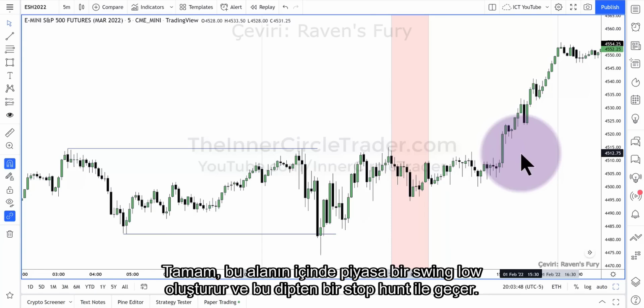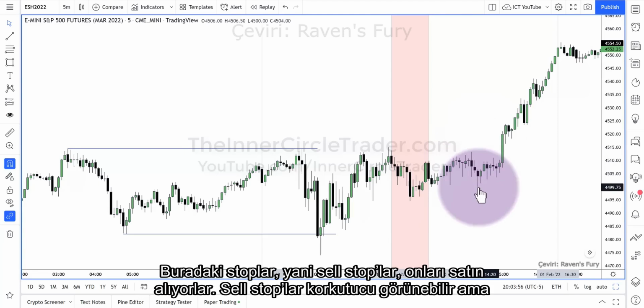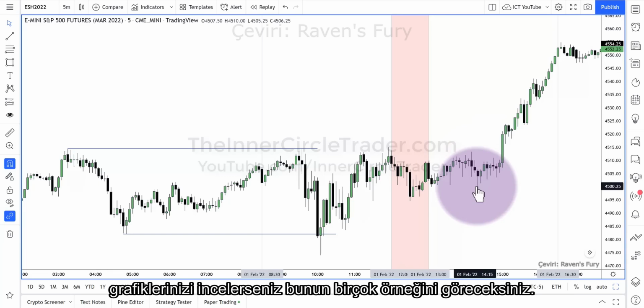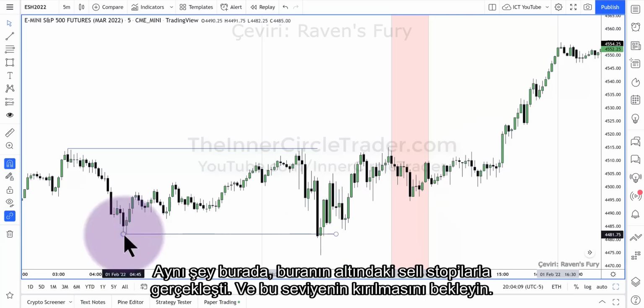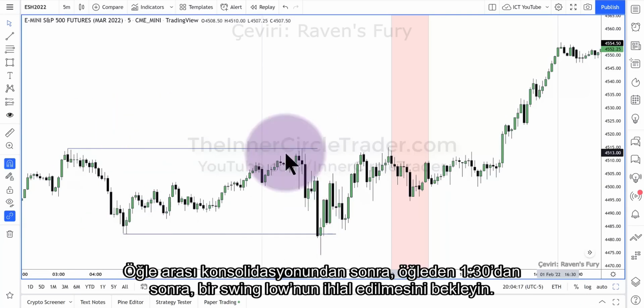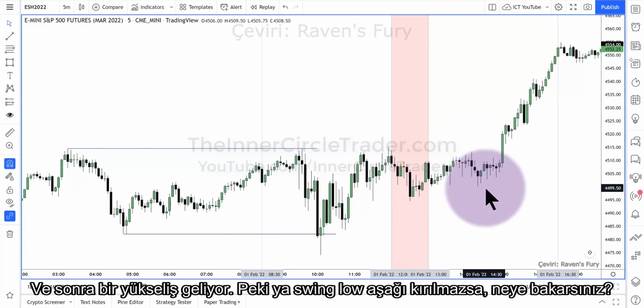So inside this area, the market creates a swing low, runs through this low, stop hunt. So the stops below here are what? Sell stops. Buy those sell stops. I know it feels scary, but go through your charts and you'll see many examples of this happening. It's the same thing that took place over here. Buy the sell stops that are resting below here and expect this level to be taken out. Consolidation through lunch. After 1:30 in the afternoon, wait for a swing low to be violated and then rally.